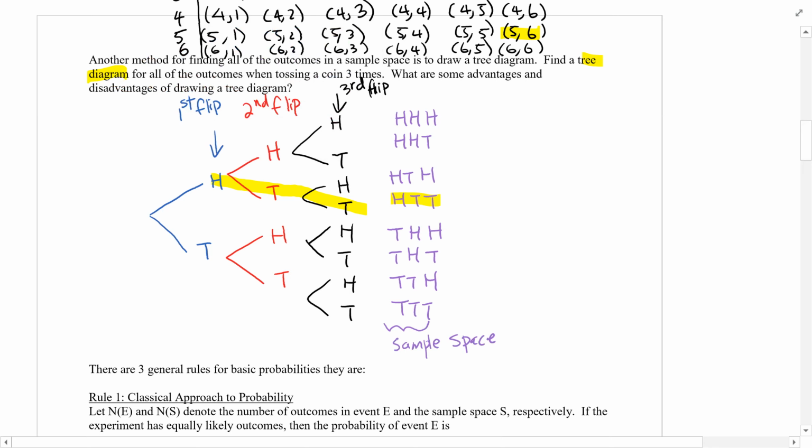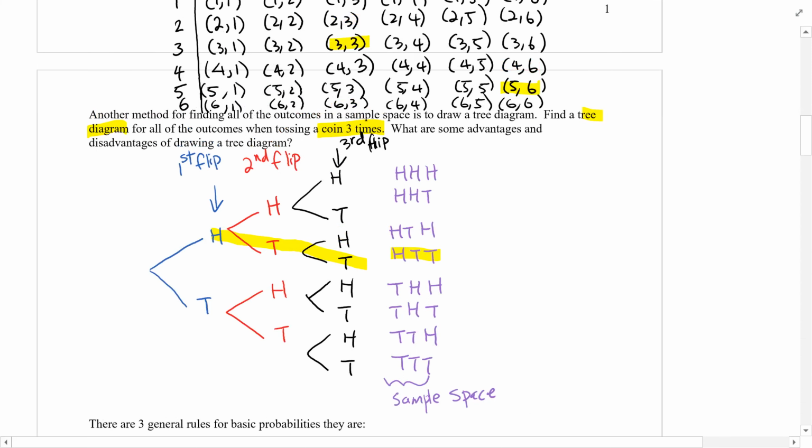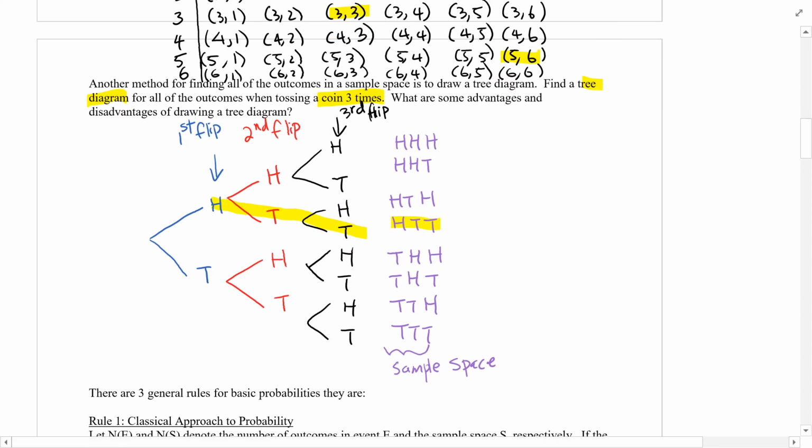Okay? So this is called a tree diagram. Now with tree diagrams, you can easily see all the possible outcomes. One of the disadvantages is that if you have 6 possible outcomes, like when you flip a die, then the diagram can get really big. Right? So this is one way of doing it.